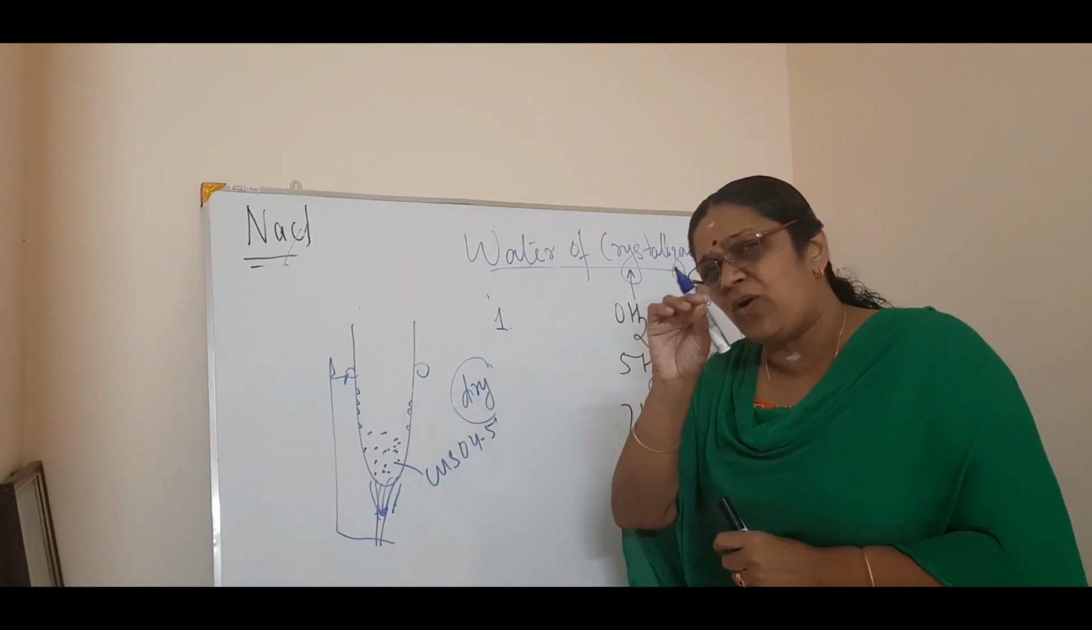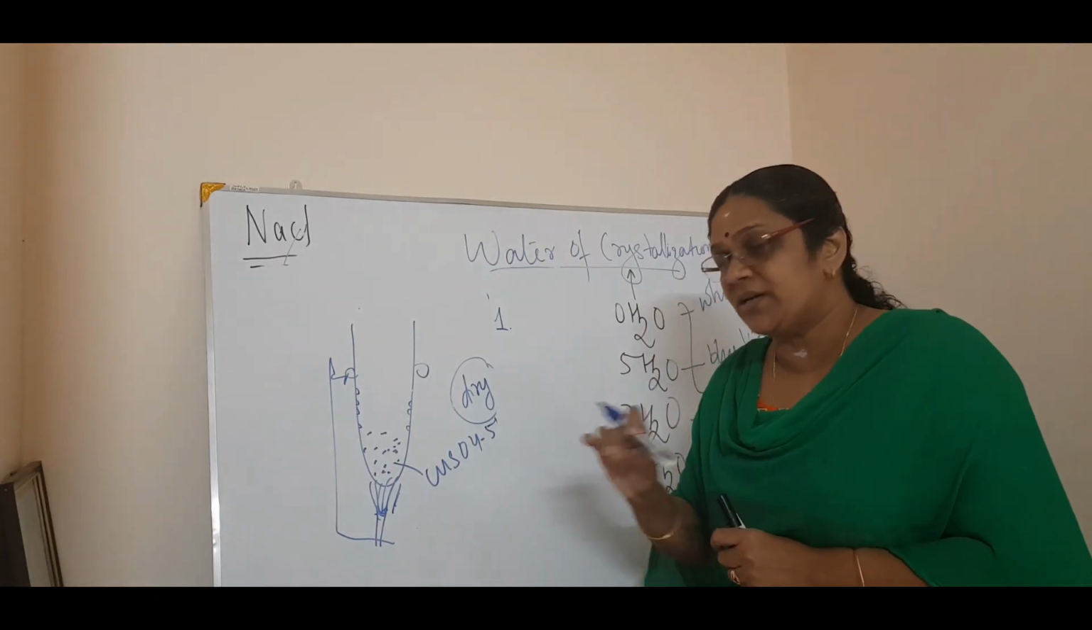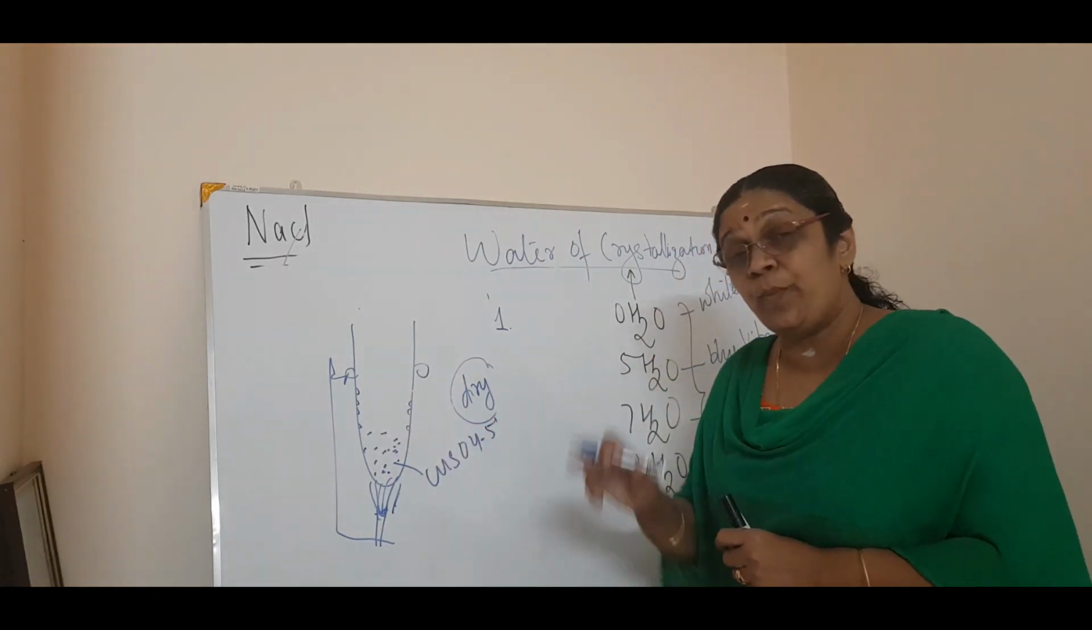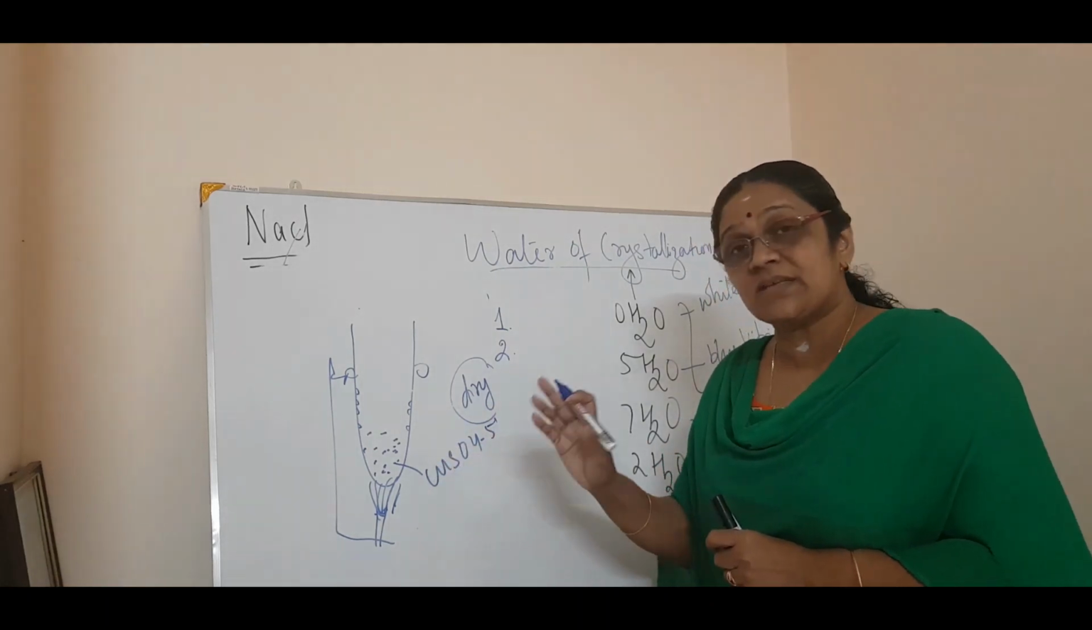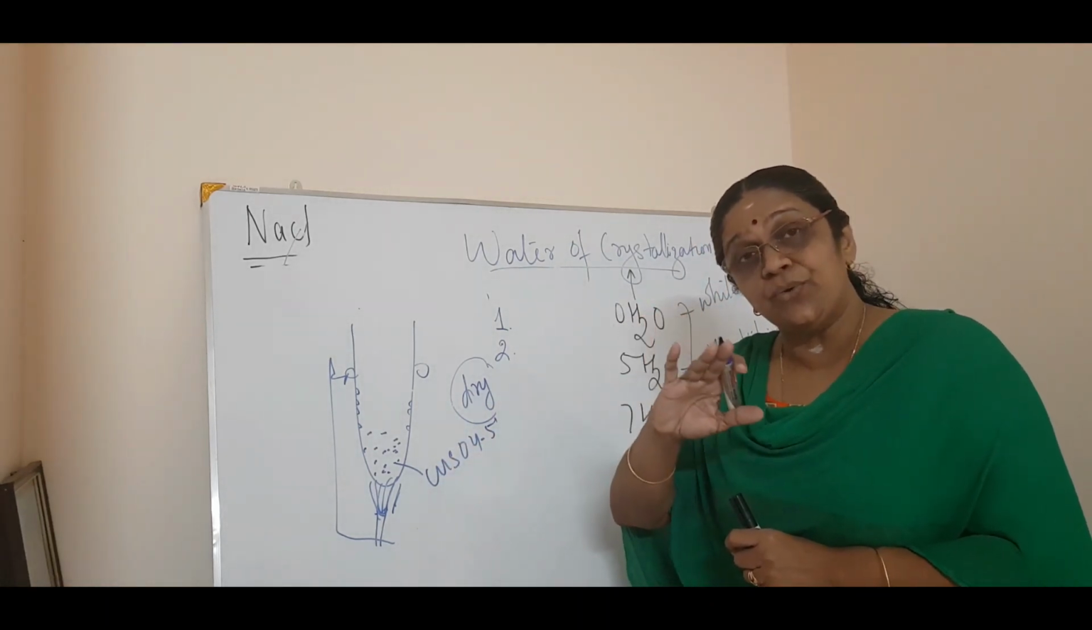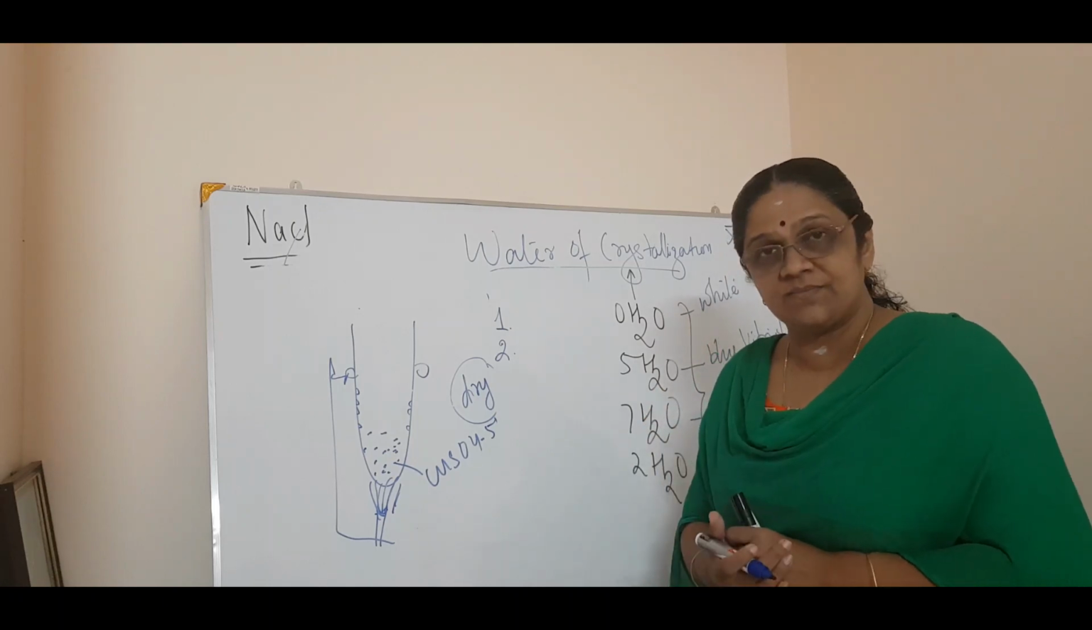Small liquid particles of water are seen in the sides of the test tube. Along with that, the second observation is the blue color of copper sulfate is getting changed into white color or colorless. That is important.